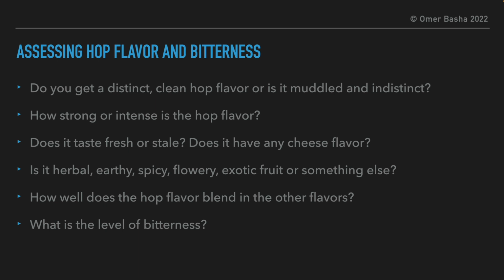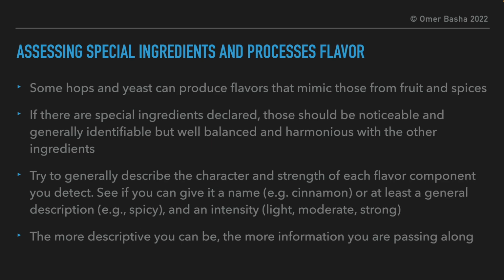After we assess the hop flavor profile, we must assess the other important attribute of hops, which is the level of bitterness. And after we evaluated the malt and the hops, we move on to describe special ingredients or processes. Special ingredients can introduce a whole world of flavors: fruits, spices, malt, woods, and more. If there are special ingredients, they should be noticeable and be in harmony with the other ingredients. Special ingredients should not hide the characteristics of the malts and the hops, but rather enhance them. Try to describe the characteristics and strength of each flavor ingredient.